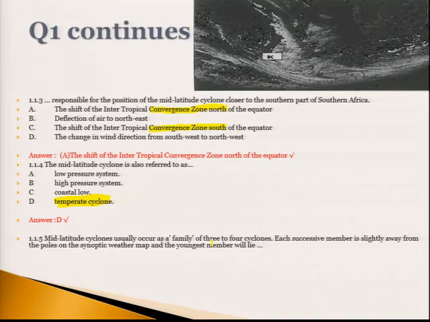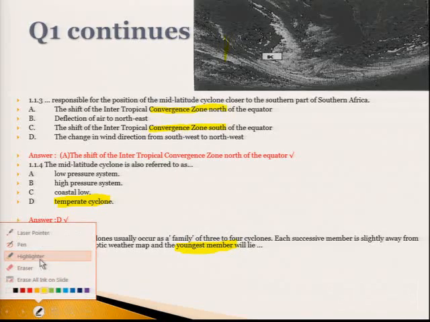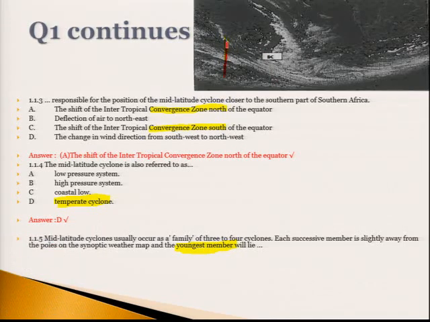Mid-latitude cyclones usually occur as a family of three or four members. Each successive member is slightly further away from the poles on the synoptic weather map. And where would you get what? We must be very careful. This is the normal question, but you normally put here to say, yes, they move from west and they move towards the east.